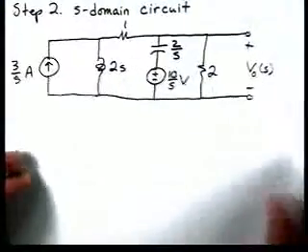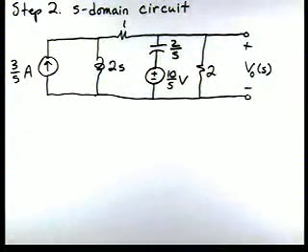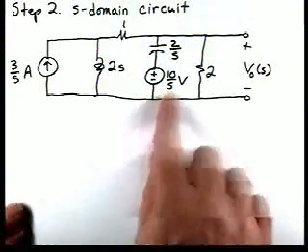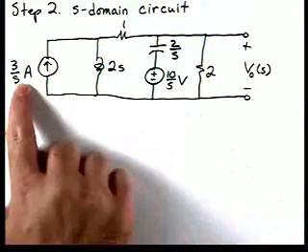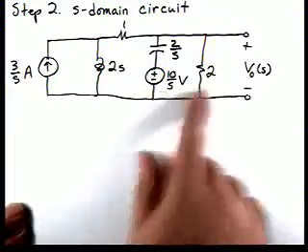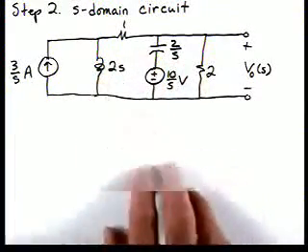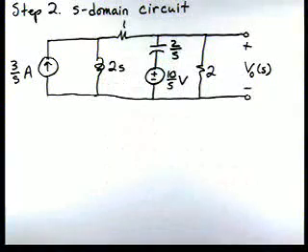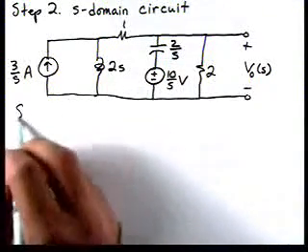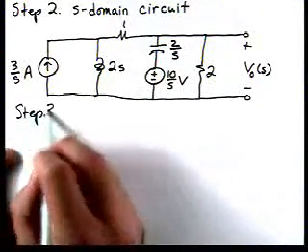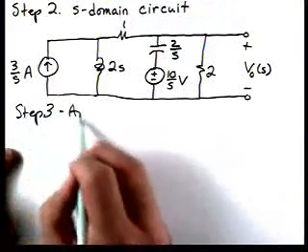The second step then says draw the S-domain circuit. So there's our S-domain circuit. Notice that we've converted the sources here. The current source is 3 over S amps. The voltage source is 10 over S. We converted all the elements to impedances.